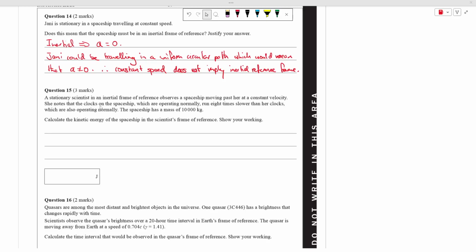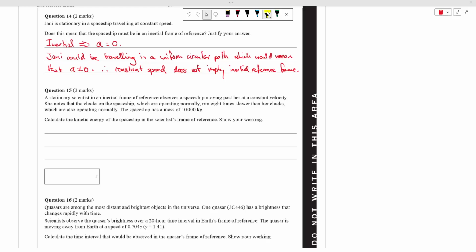A stationary scientist in an inertial reference frame observes a spaceship moving past her at a constant velocity. She notes that the clocks on the spaceship, which are operating normally, run 8 times slower than her clocks, which are also operating normally. The spaceship has a mass of 10,000 kilograms. Calculate the kinetic energy of the spaceship in the scientist frame of reference. Show your working. So we've got information about how fast the clocks are running relative to one another.